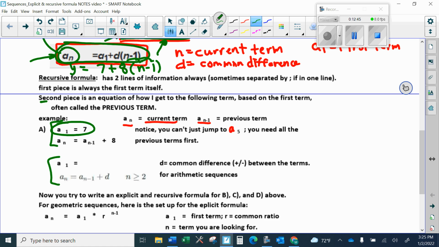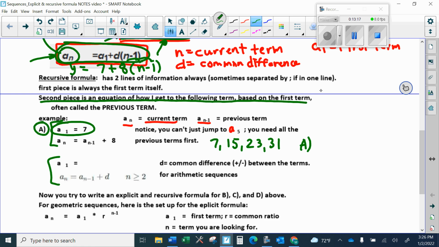The second piece is an equation. Notice it's got the equal sign of how I get to the following term based on that first term, often called the previous term. Okay, so I'll write down that sequence again. 7, remember we added 8 each time. 15, 23, 31. That's what A's sequence was above. Okay, and that's why I'm just doing the same one again, just writing it as the recursive formula now.